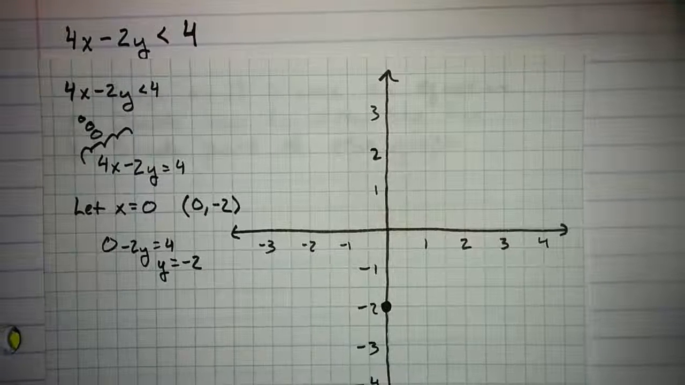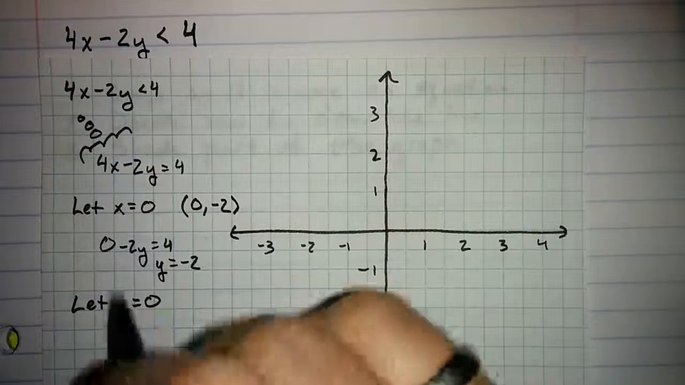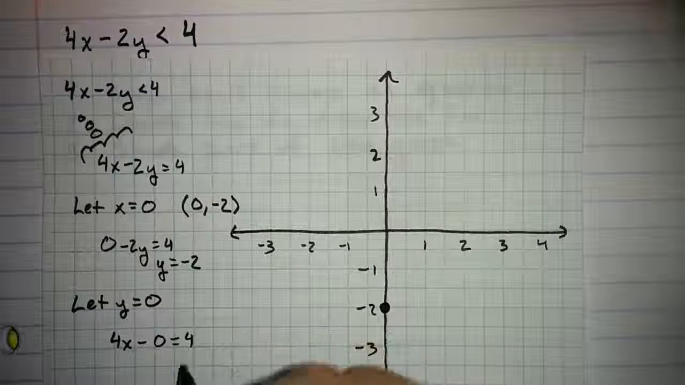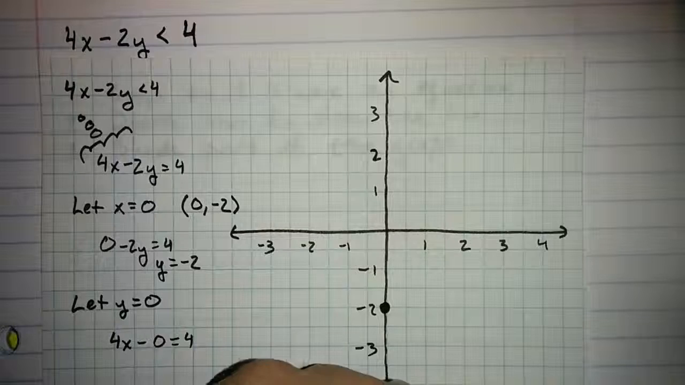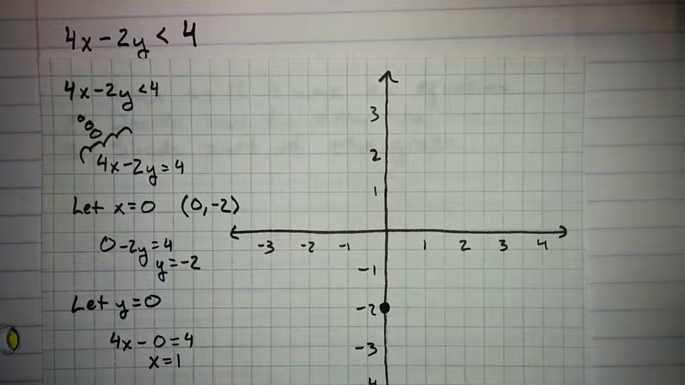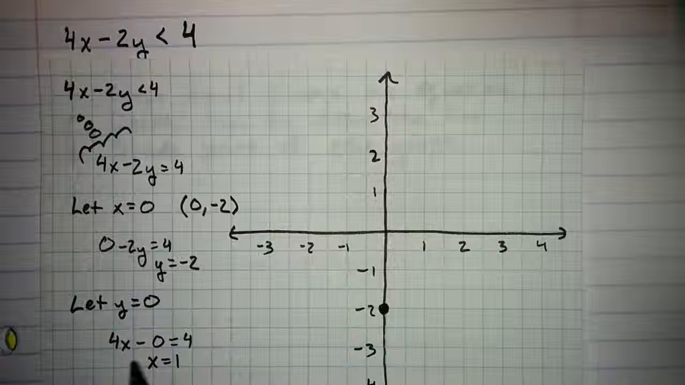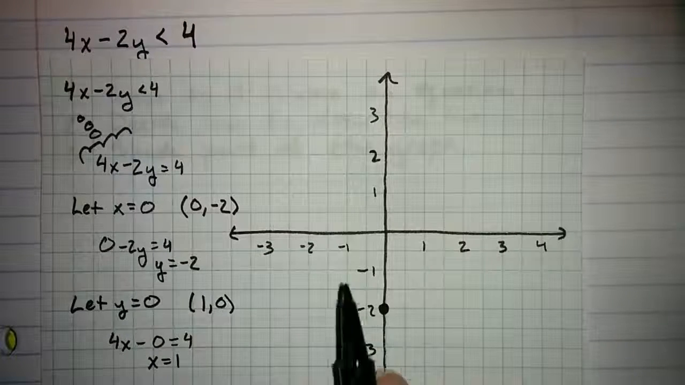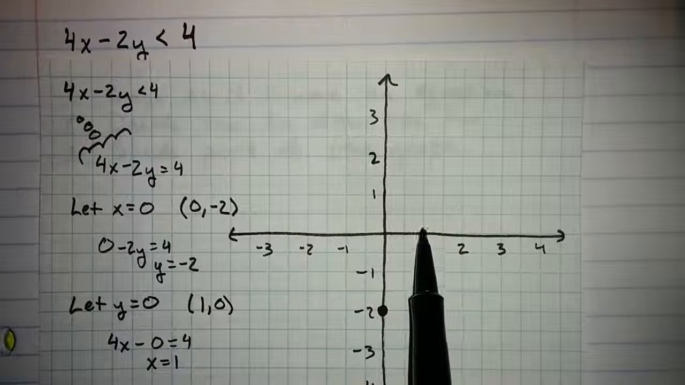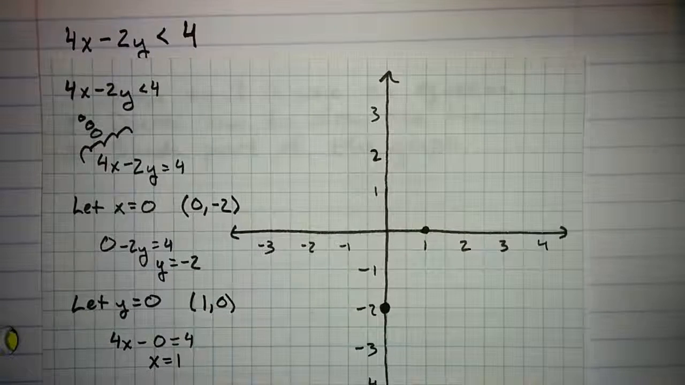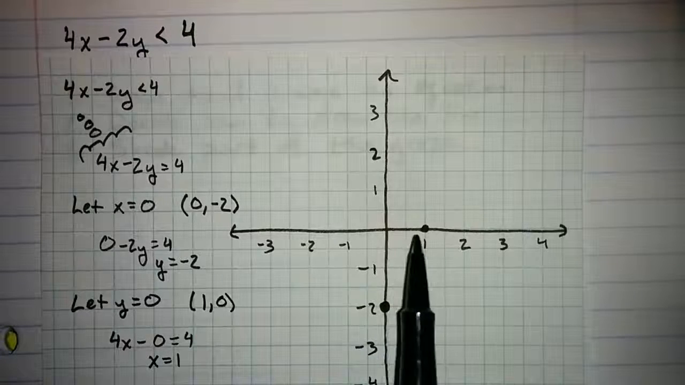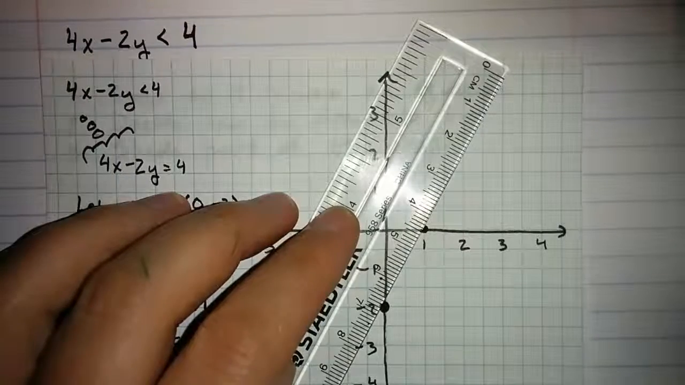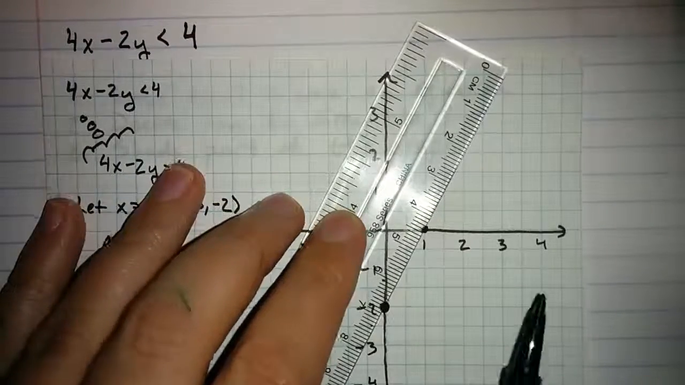There we go. Let y equal 0. Then 4x minus 0 equals 4. Divide both sides by 4 and we get x equals 1. So that'll give us the point x is 1, y is 0. Okay, so I'm not going to draw in the line yet, but the line will go along here, right? Connecting these 2 points.